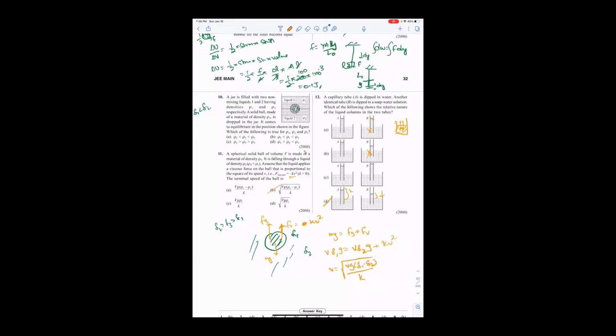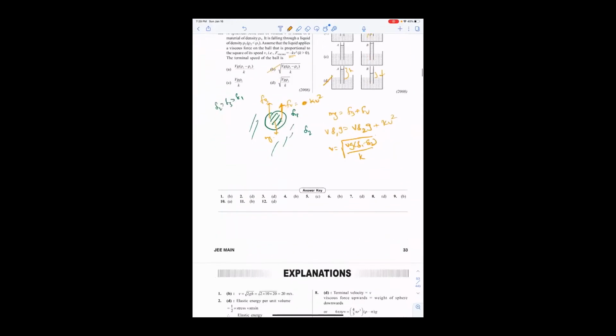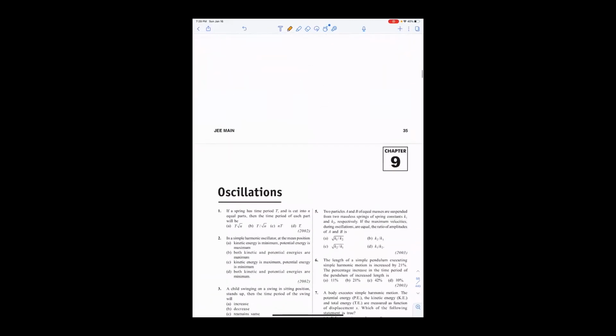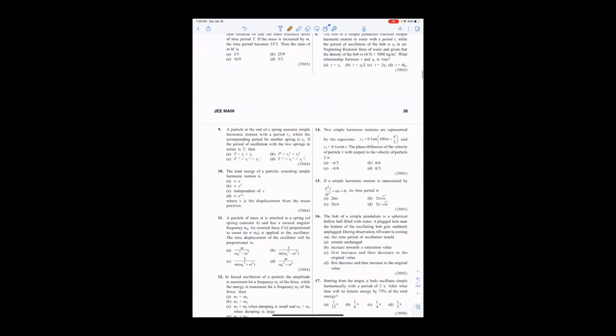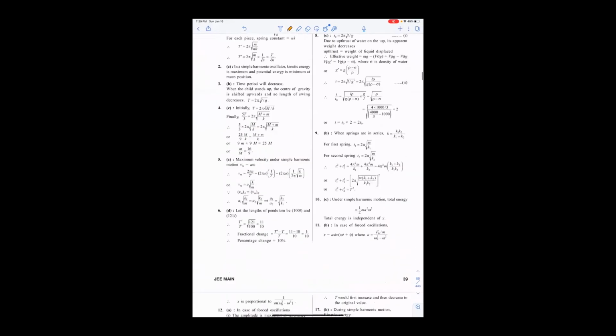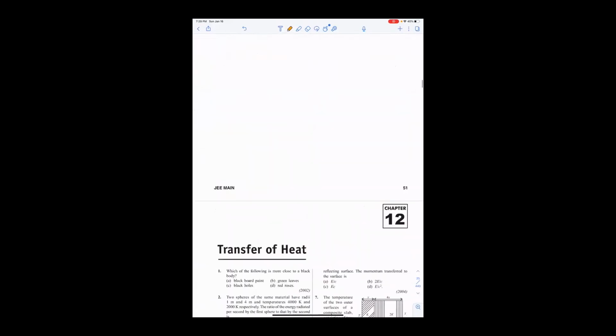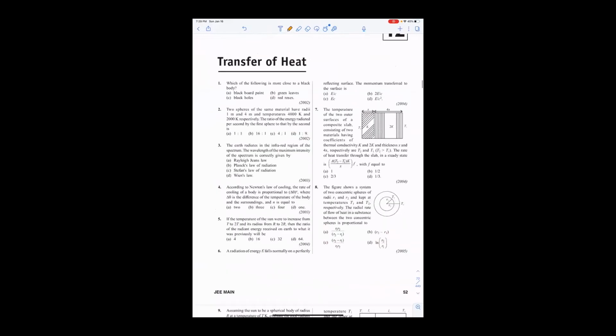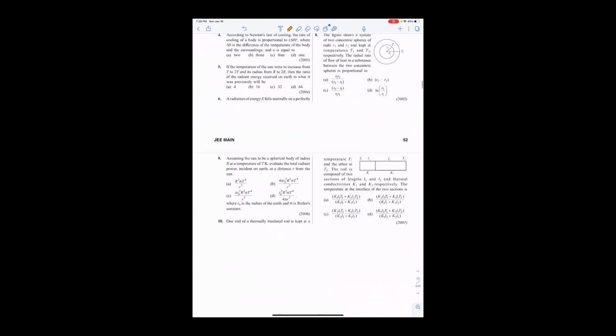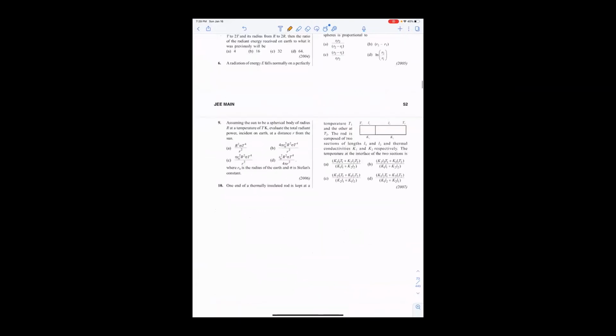So let me check the schedule once. Thermal properties of matter. Okay, thermal properties of matter. Let us see. The next one is oscillations. We'll get back to this. And then we have waves, oscillations, waves. Heat and thermodynamics is in the next session. Yeah, so transfer of heat. This is what we got now. So even expansions should be there. I don't know where it is given. Let us check later. Let us do this now.